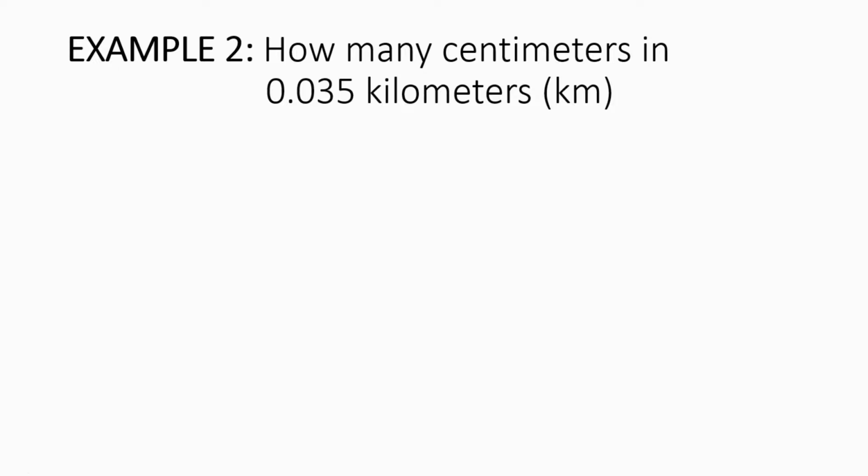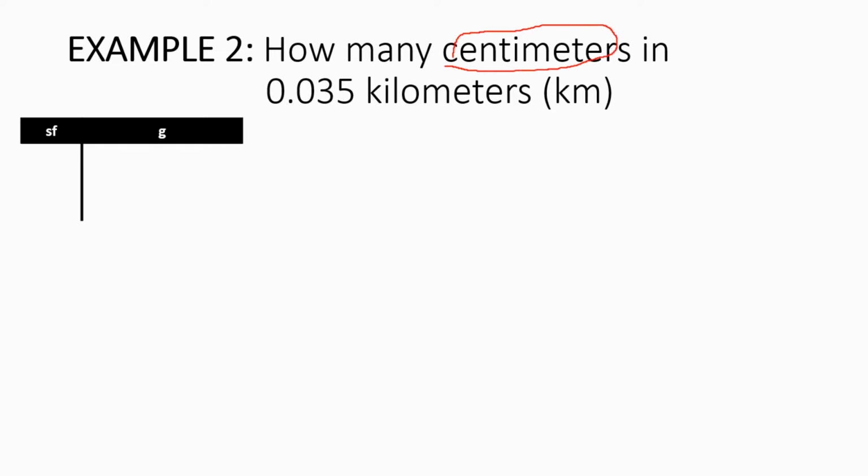Okay, so here we are with example 2. In this case, we are asking for how many centimeters are in 0.035 kilometers. Again, we start by setting up our solve for given table, and we know that we are solving for centimeters because that's what goes with the how many. And we know that we are given 0.035 kilometers, because here's our number. So if we put that in.